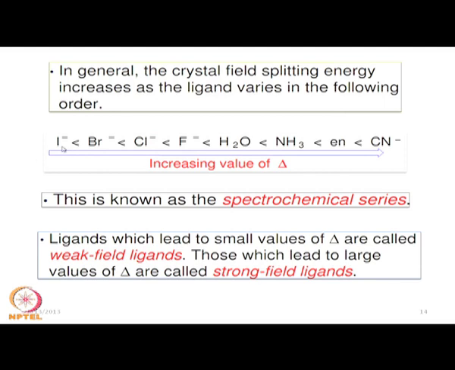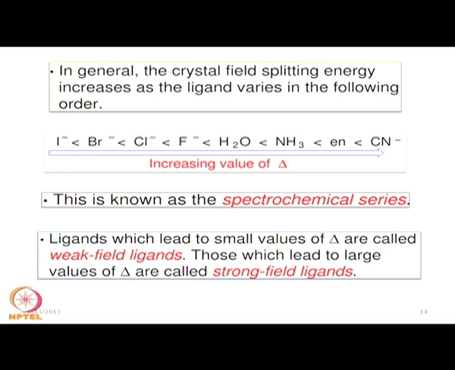So, on the left hand side we have I minus, Br minus, Cl minus and F minus, which can be considered very weak ligands, that is, ligands which lead to small values of delta. The delta value is increasing from left to right. So, the ligands on the left hand side will be weaker in nature, will provide small delta values and are called weak field ligands. So, iodide ion and bromide ion are therefore weak field ligands.